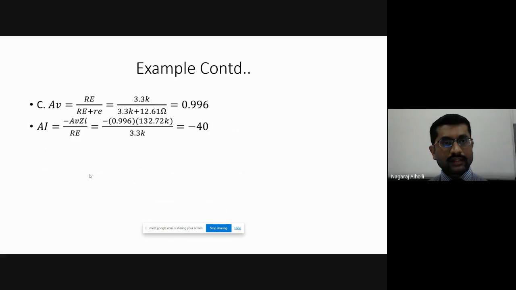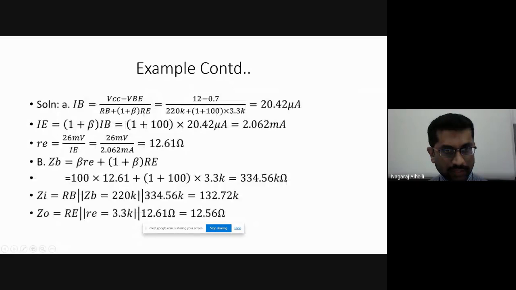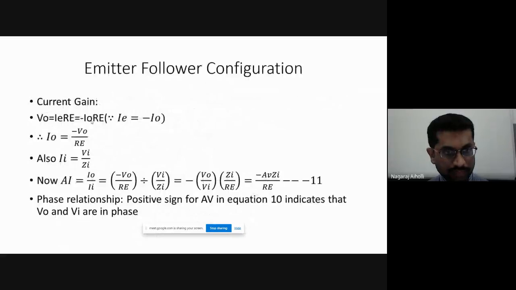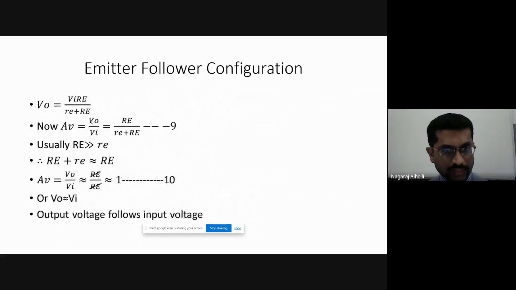Okay. Next is part C. We have asked voltage gain and current gain. The equation for voltage gain is AV is equal to capital RE divided by capital RE plus small re. We have written the main equation here: AV is equal to capital RE divided by small re plus capital RE. Okay, this is the equation for the voltage gain.